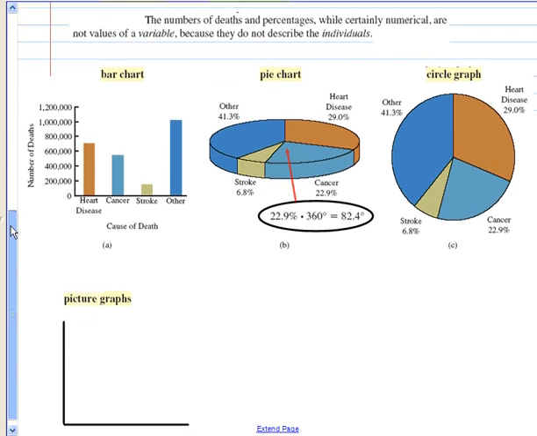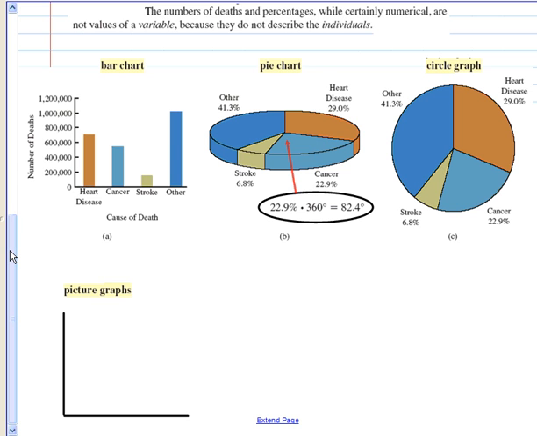When we have charts or graphs, there are different charts or graphs that can be used to display data. A bar chart deals with categorical data, like the ones we have right here: heart disease, cancer, stroke, other, etc. So that's called a bar chart when we have categories as our variables. A pie chart is just like a three-dimensional circle graph, and they work exactly the same way. They give a certain percentage of the complete circle. Of the 360 degrees, we could figure out 29% of 360 is so many degrees, and we know how big to make that slice of the pie or the circle.